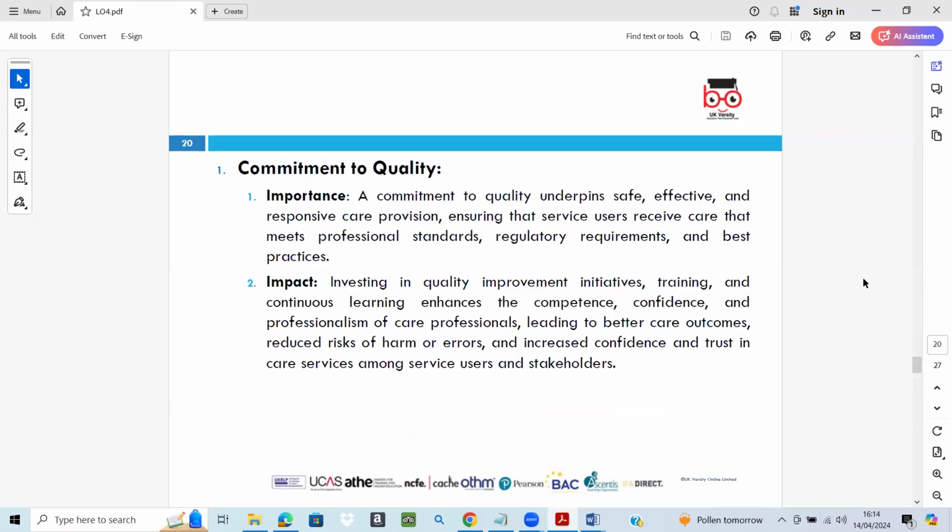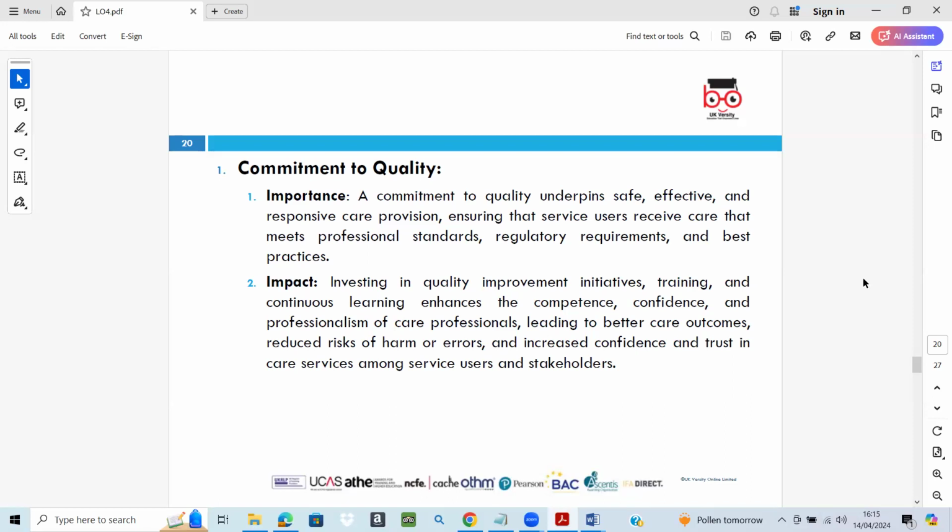Next is commitment to quality, its importance and impact. The commitment to quality in adult social care or health and social care ensures that the care provided is safe, effective, and responsive. This means adhering to the highest professional standards, meeting regulatory requirements, and following best practices. It is essential for ensuring the service user receives the best possible care.